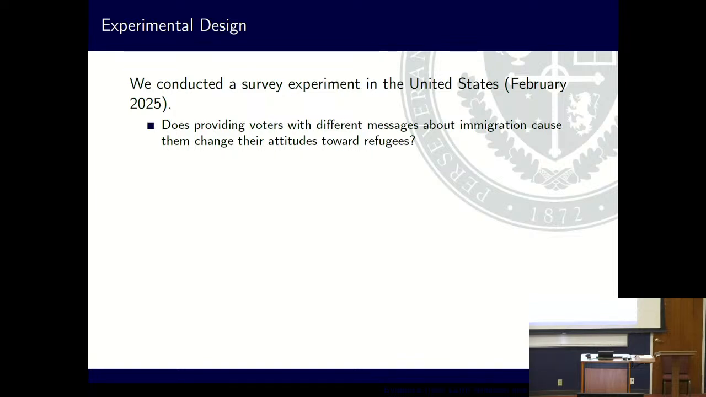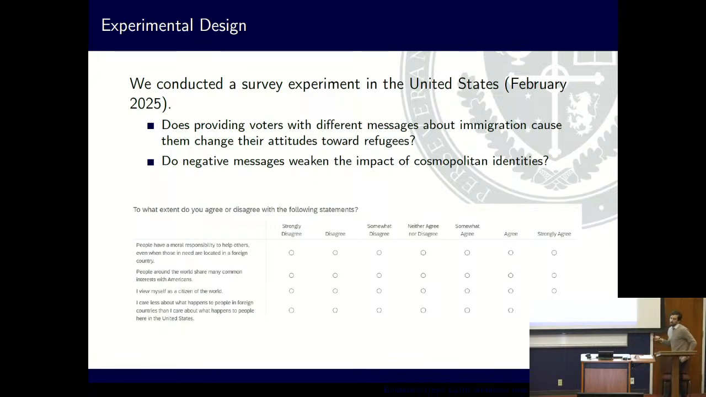But we wanted to see if we could corroborate this with a US sample, and we conducted this survey just a few weeks ago. We got a representative sample of about 1,200, 1,300 Americans across the United States. This time, we wanted to see not just the role of identities, but whether providing voters with different messages and information about migration being good or bad would affect their attitudes towards, in this case, refugees. And we also wanted to see if these messages would differ depending on the strength of one's cosmopolitan identity.